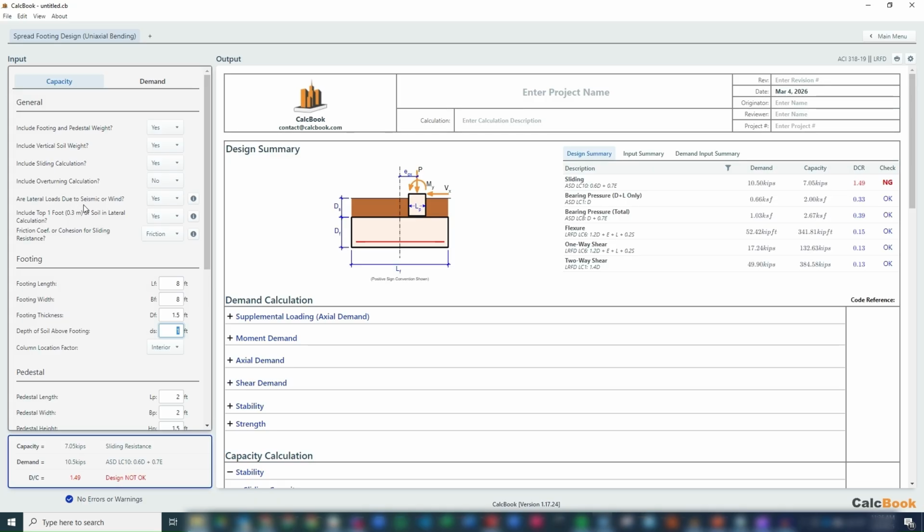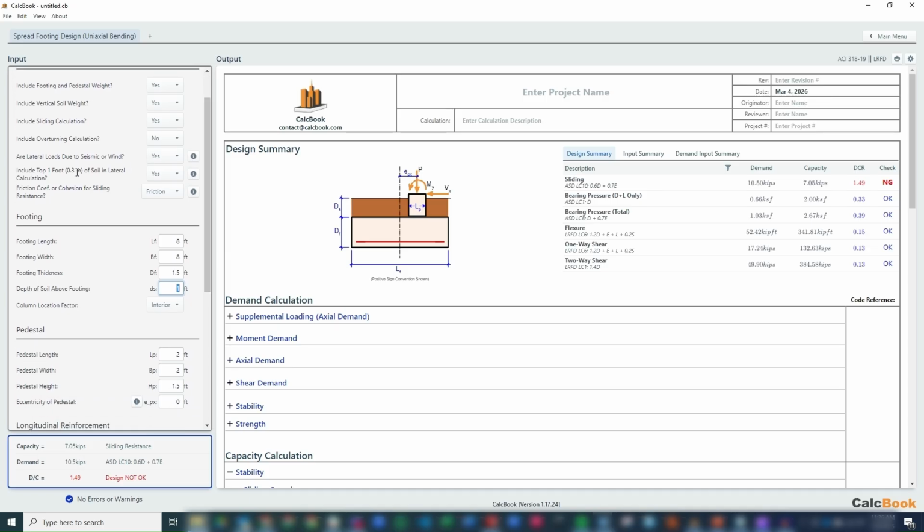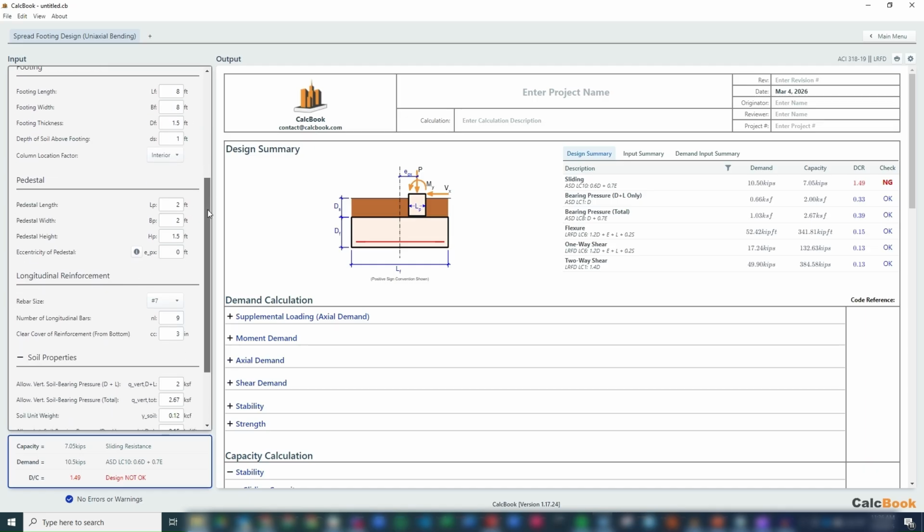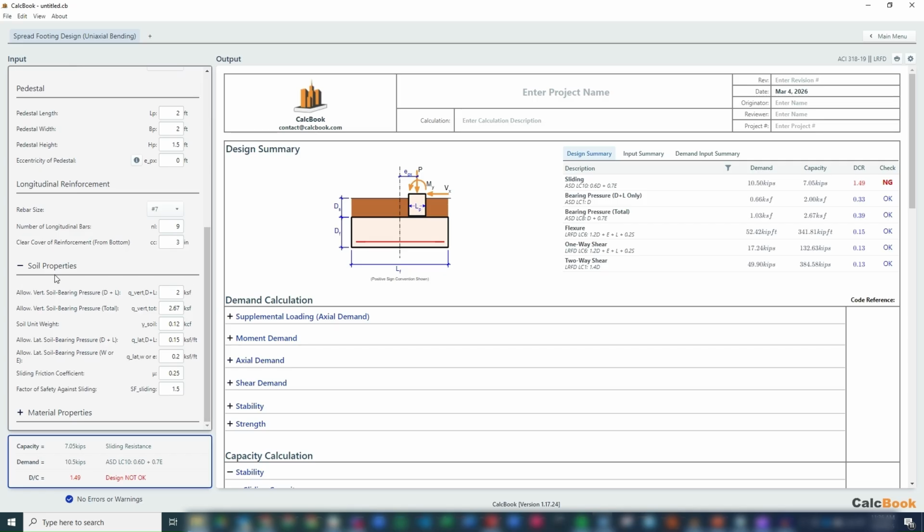Our lateral loads are due to seismic or wind. That has to do with that 1/3 increase we talked about. We are including the top 1 foot of soil, and we are going to be checking against friction because our class 4 material has that friction coefficient. Our footing is 8 feet by 8 feet by 1.5 feet deep. We have 1 foot of soil above. And then our pedestal dimensions don't matter too much. And then we'll double check our soil properties here.